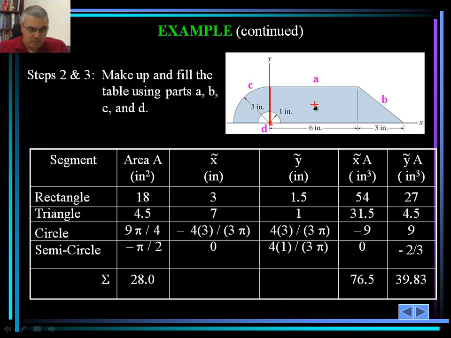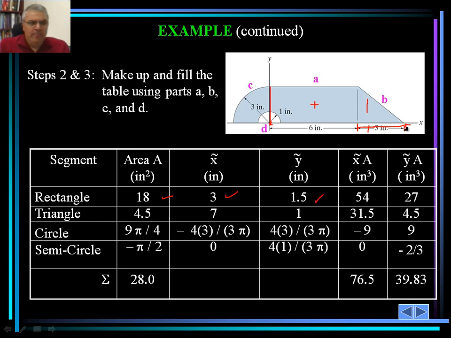So for the triangle, again, we take the area of the triangle. It is 3 times 1.5, and that is 4.5 square inches, assuming that all the units are given here in inches. That will be the area, and then the x hat would be 7. It is actually simply 6 plus 1, because for a triangle it's going to be 1/3 from here, 2/3 from the right hand side.